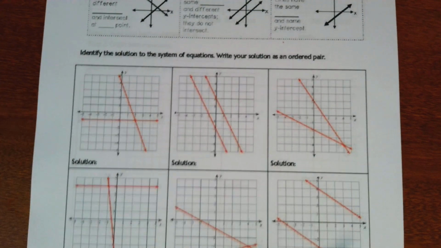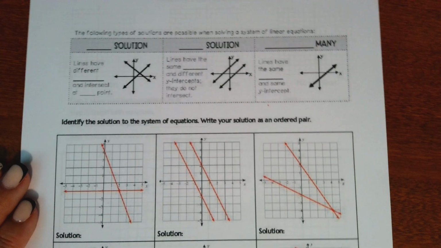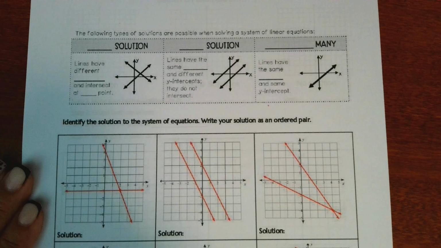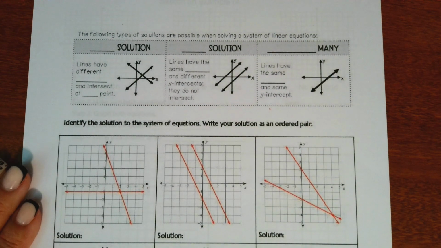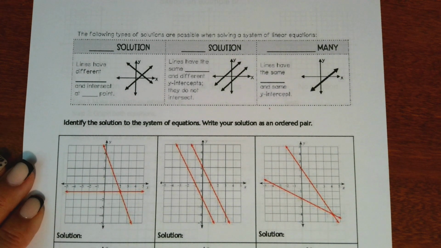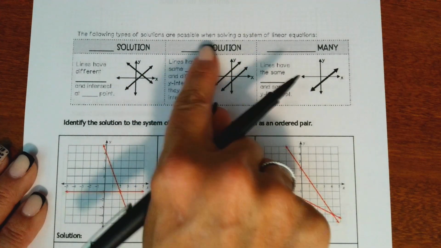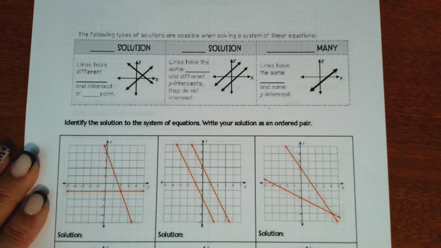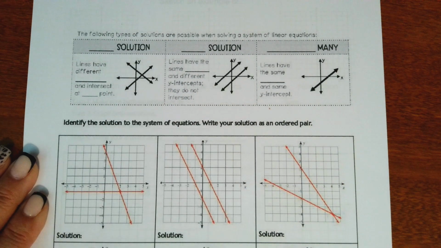All right, let's talk about how many solutions you can actually have when you have a system. Now, in Algebra 1, we are just working with two equations, but as you advance, you can have many more equations in a system. We are doing two equations for the meantime. So, the following types of solutions are possible when solving a system of linear equations.